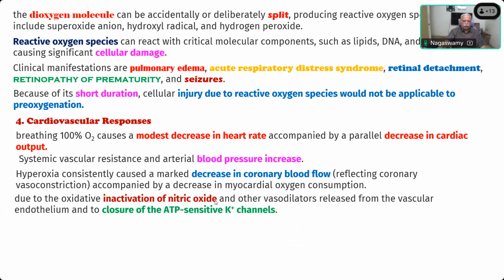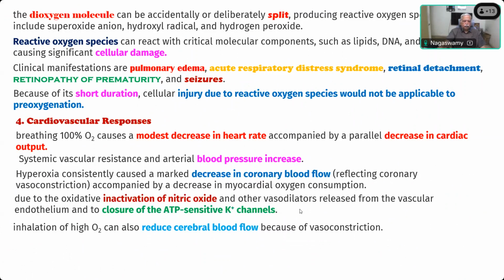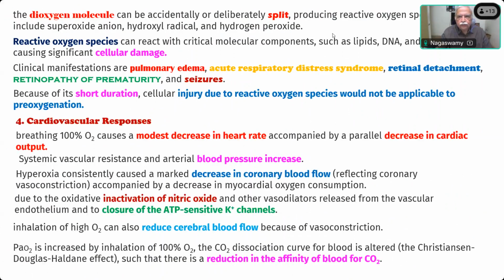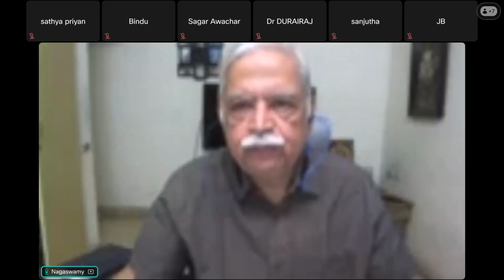And the inactivation of nitric oxide and other vasodilators released from the vascular endothelium causes closure of ATP sensitive potassium channels. And inhalation of oxygen also reduces cerebral blood flow because of vasoconstriction. And PaO2 is increased by inhalation of 100% oxygen. The CO2 dissociation curve for the blood is altered. It is called the Christiansen-Douglas-Haldane effect, such that there is a reduction in the affinity of blood for carbon dioxide. So these are all the points that we have to write for pre-oxygenation.